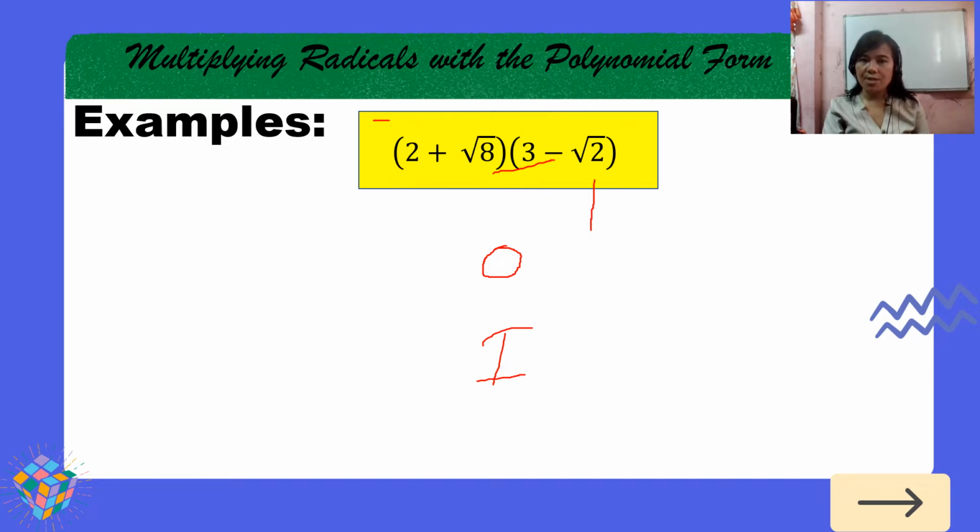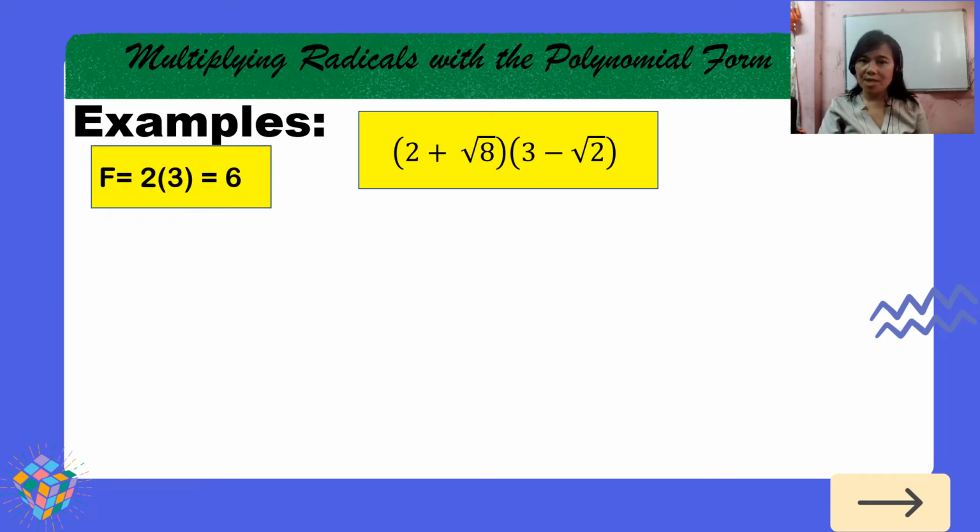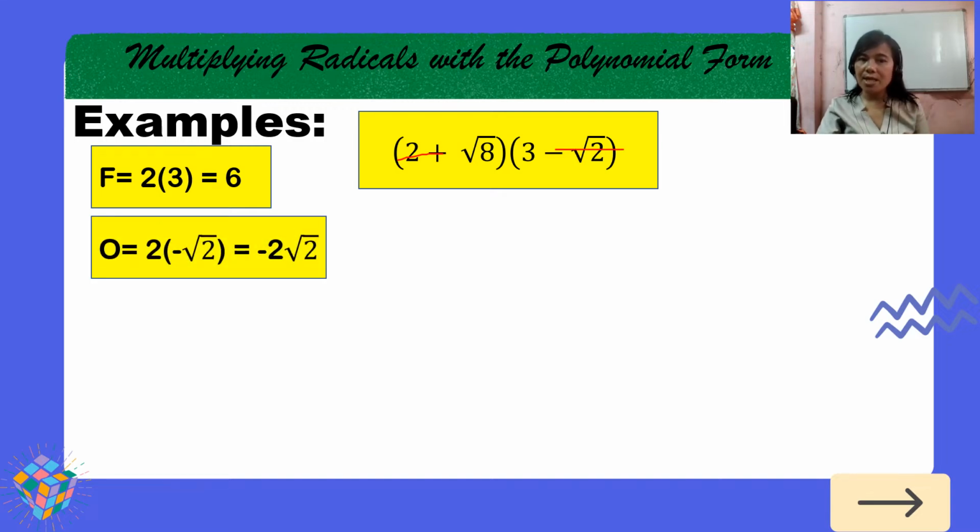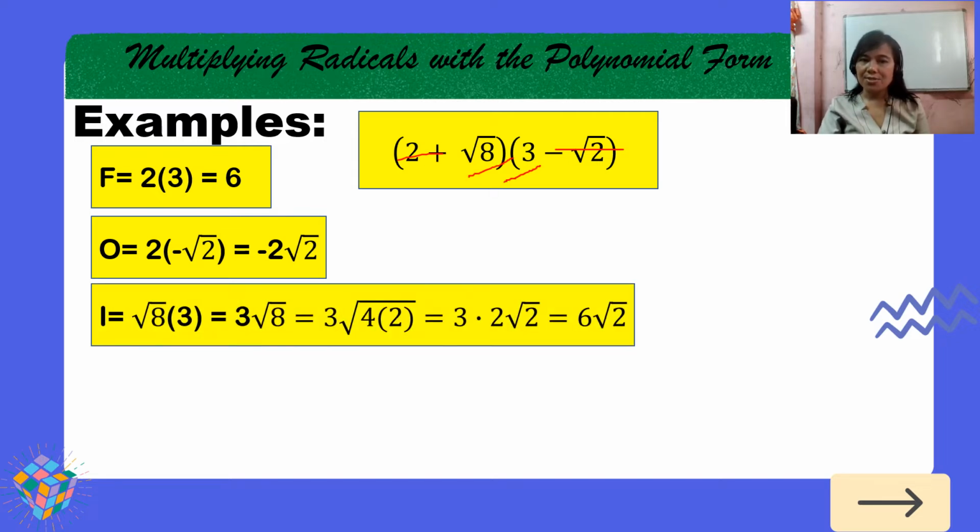Okay. So, we are going to start with the first terms. So, multiplying the first terms will give us 2 times 3 is 6. Outer terms naman tayo. So, yung outer terms natin is 2 and negative square root of 2. Let's multiply that one. That is equal to negative 2 square root of 2. Ngayon, yung inner terms naman natin na si square root of 8, tsaka si 3 ang next. So, the square root of 8 times 3 is equal to 3 square root of 8.